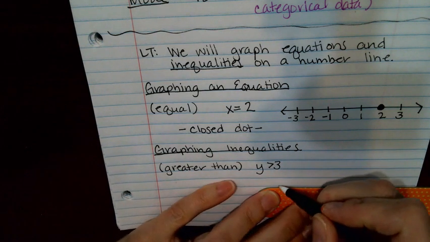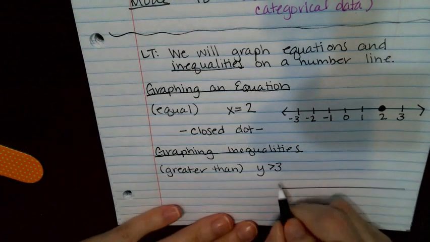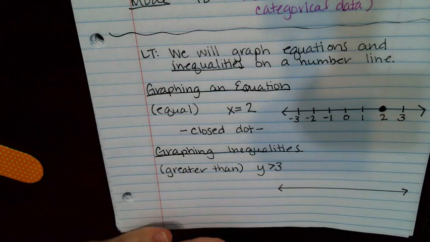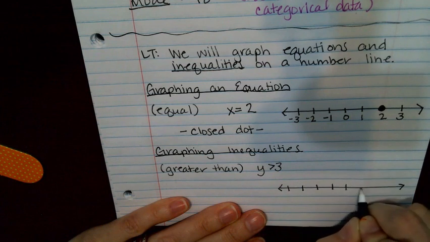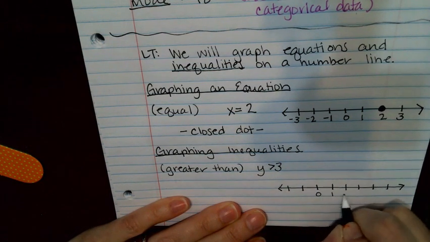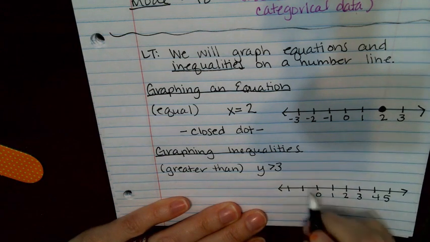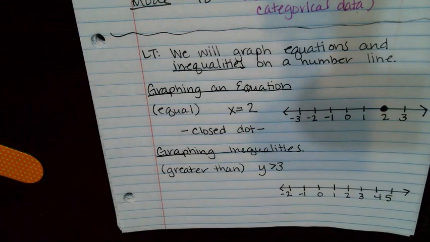Okay, going to start with my straight edge, making sure I have a line, arrows at both ends. And I need to make sure that 3 is on my number line. So I'm just going to do equal intervals. And I'm going to put 0 here, 1, 2, 3, 4, 5, and then this would be -1 and -2. Practice putting those negatives on your number lines, okay?